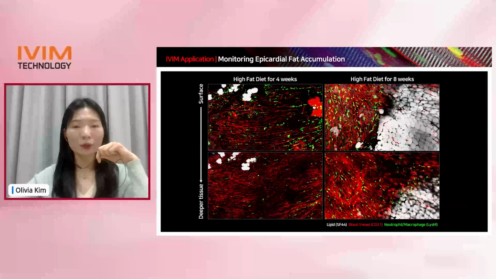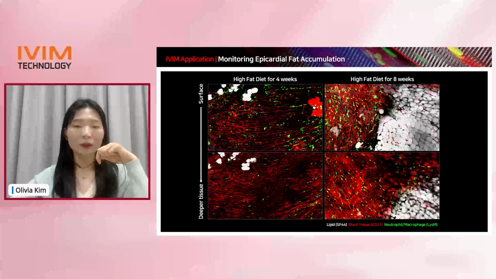As you can see, prolonged exposure to a high-fat diet leads to a gradual increase in lipid droplet accumulation. And by later time points, we observed a higher number of infiltrating immune cells compared to the 4-week stage. This suggests that progressive lipid deposition can trigger a range of cellular responses within the cardiac microenvironment.